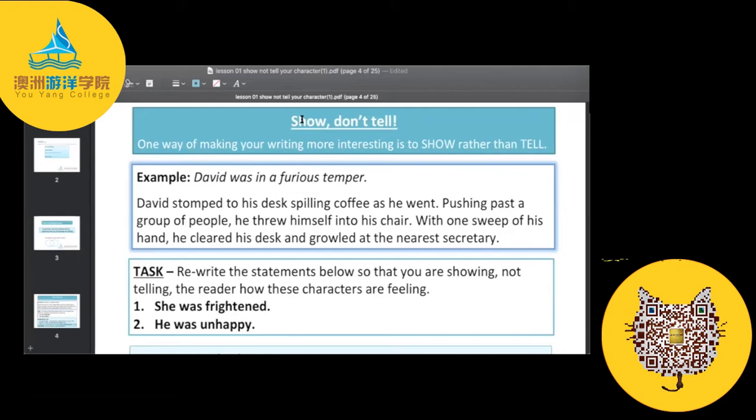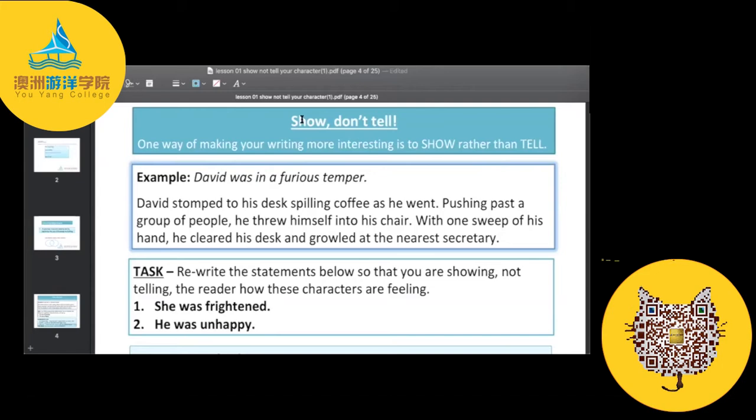Example. David was in a furious temper. David stomped to his desk, spilling coffee as he went. Pushing past a group of people, he threw himself into his chair. With one sweep of his hand, he cleared his desk and growled at the nearest secretary. Secretary. Yes.